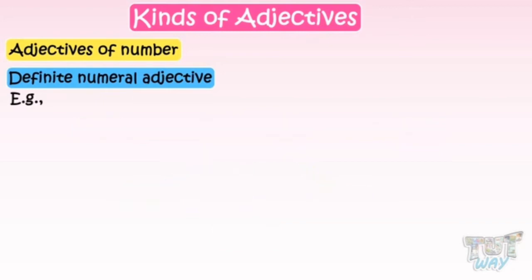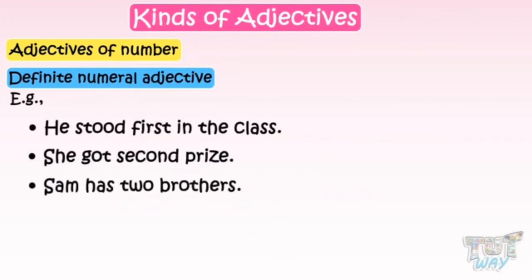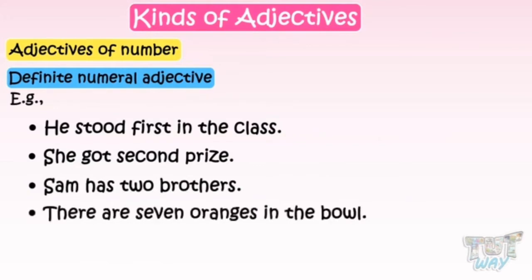Okay? Now, let's consider an example. He stood first in the class. Other examples: she got second prize. Sam has two brothers. There are 7 oranges in the bowl.